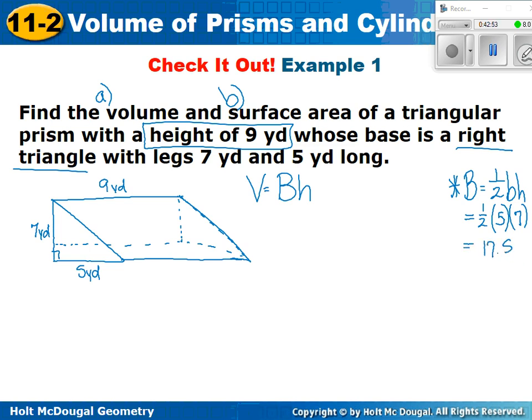17.5. Okay, and then what's the height of the prism? 9. So be really careful. Again, this H is not the height of the base. It's the height of the prism. And again, that's where I see a lot of trouble is with the height. Height is the distance between the bases. So in our formula, we'll have 17.5 times our height, which was 9. What do we get for the volume?